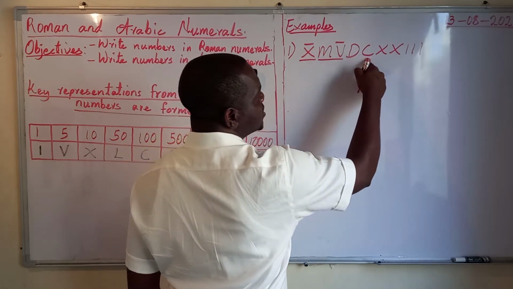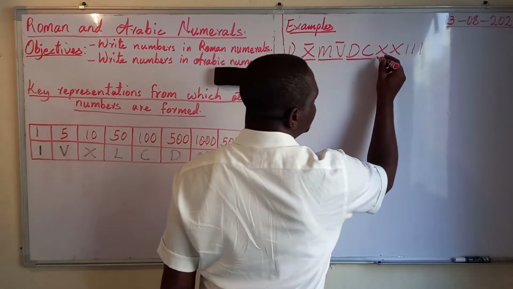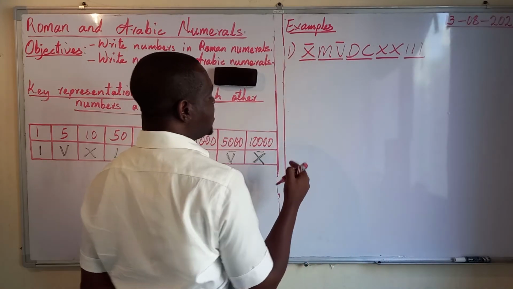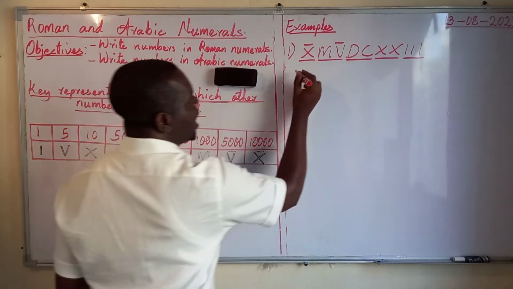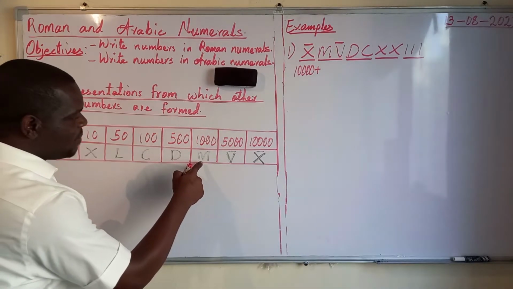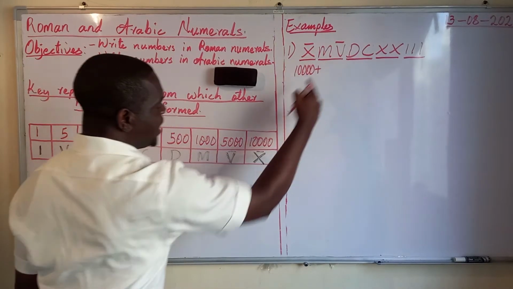This is big, this is small. You can put these two together, or you can put them one by one. And here, you can also put this together and this together. What is X bar? You can use your table. X bar is 10,000 plus M V bar. V bar is 5,000. M is 1,000. If you see it together, it means difference.